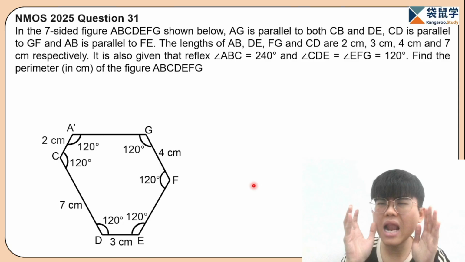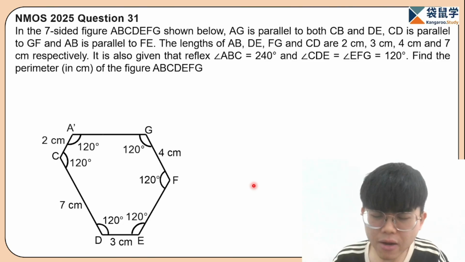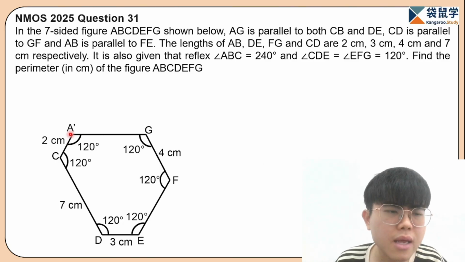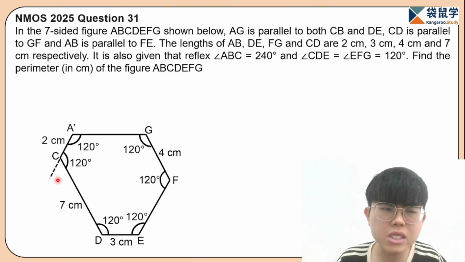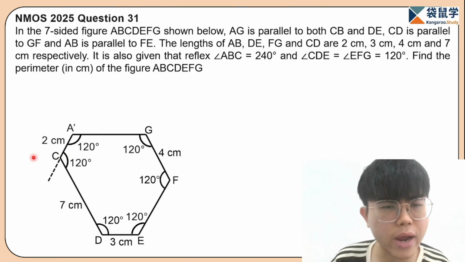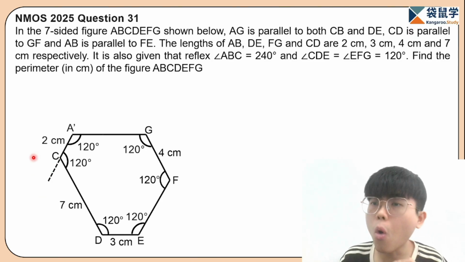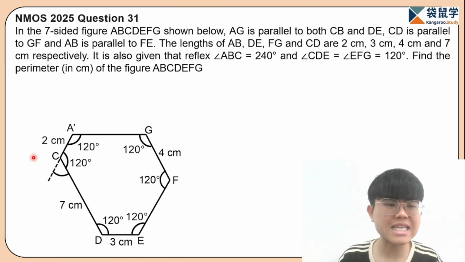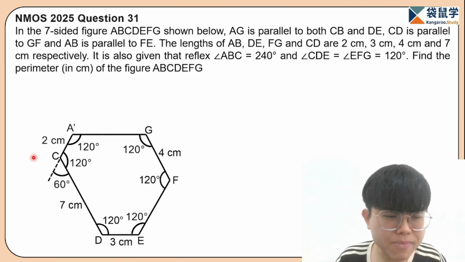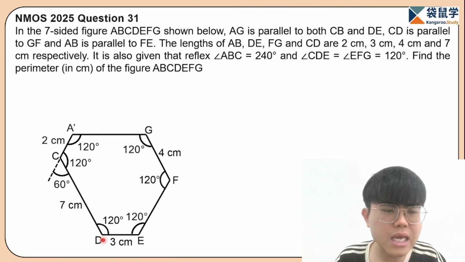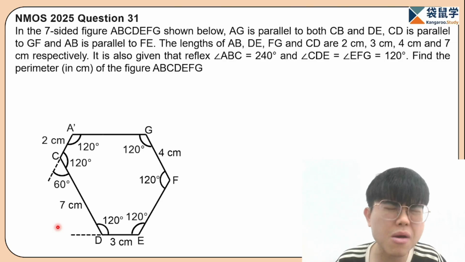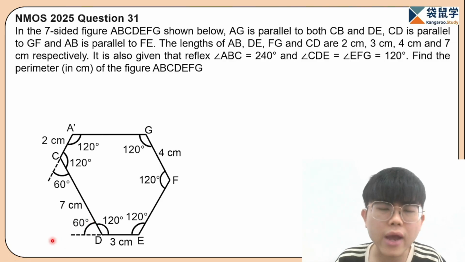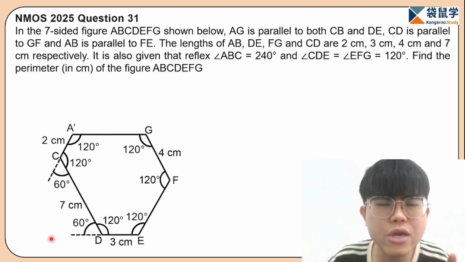Now everyone, let's observe together. If I try to extend a little bit of A prime C, this exterior angle right here, what is it? It is actually 60 degrees, right? Now for the next part, this part ED, if I also extend it a little bit, this angle right here will also be 60 degrees.